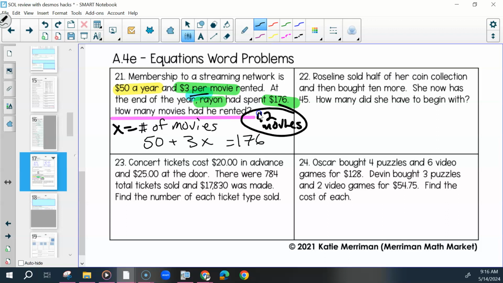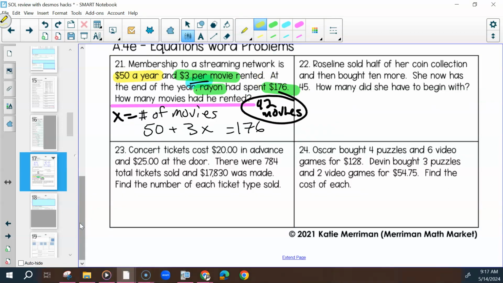So A4E number 24. In 24, Oscar bought 4 puzzles and 6 video games for $128. Devin bought 3 puzzles and 2 video games for $54.75. Find the cost of each.